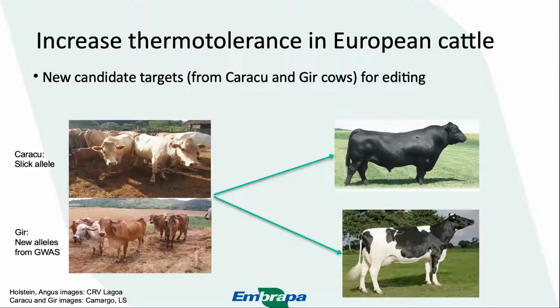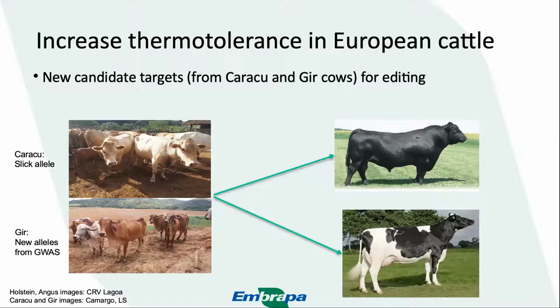So similar to what I showed you before, we have here the Caracu breed. This is a breed that was brought from Portugal to Brazil at the beginning of the colonization. Those animals also have this slick allele, the mutation in the prolactin receptor. So what we started doing here is moving that mutation found in this Caracu breed to Holstein and Angus cattle. So instead of crossing Caracu with Holstein, you have the F1 and F2, we moved only the mutations we wanted to the Holstein.